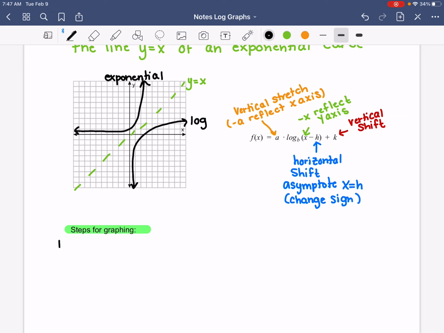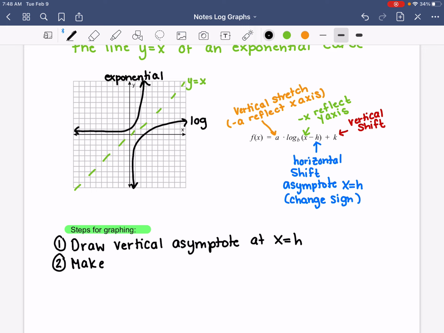All right, so the first thing that you want to do, your first step for graphing, is you're going to look for your asymptote. So your asymptote is in the parentheses for h. You change the sign. So you just draw your vertical asymptote at x equals h. Step 2, you're going to make a t-chart with 3 points. And then you're going to go ahead and connect with a smooth curve.